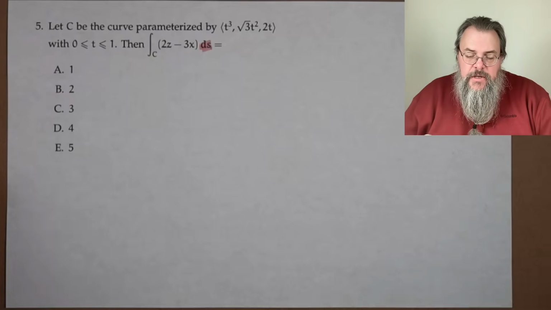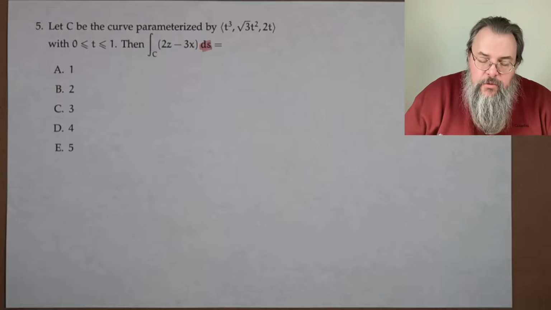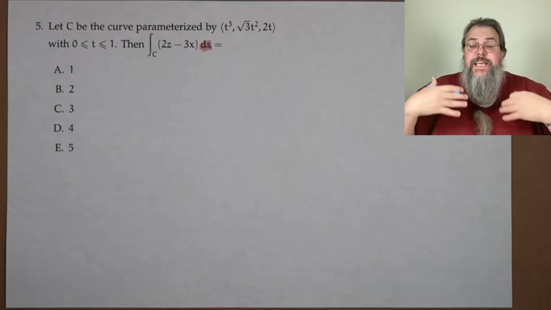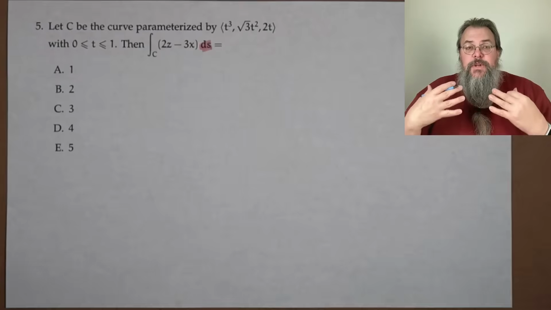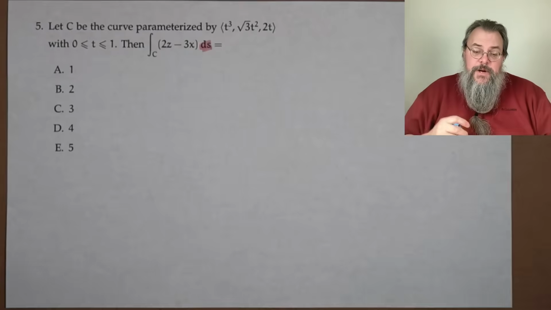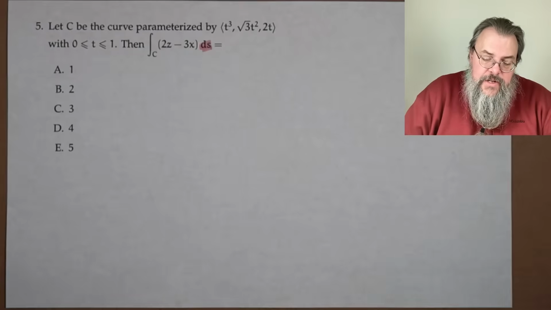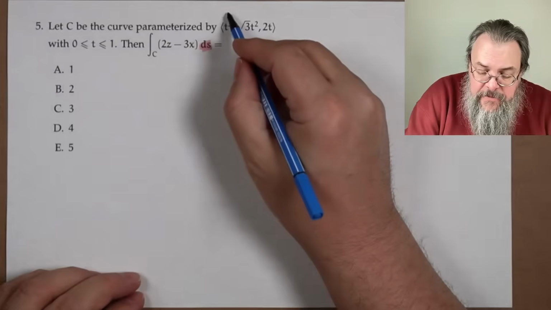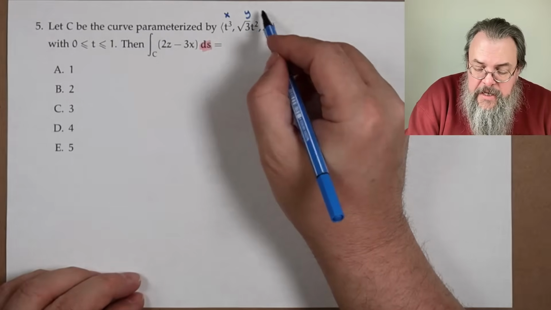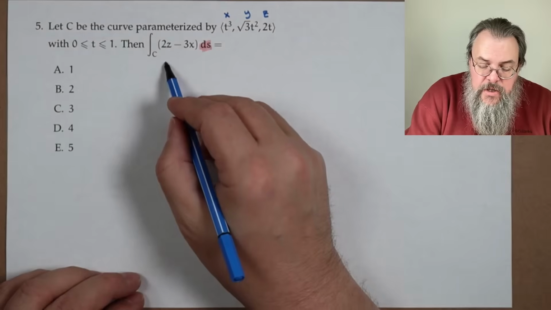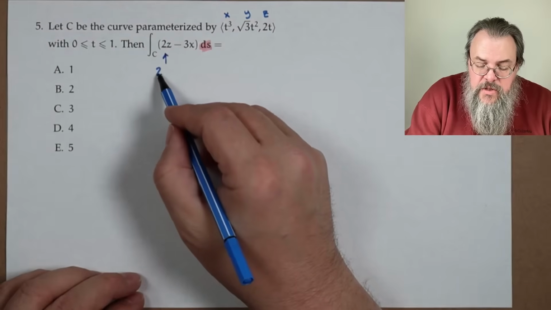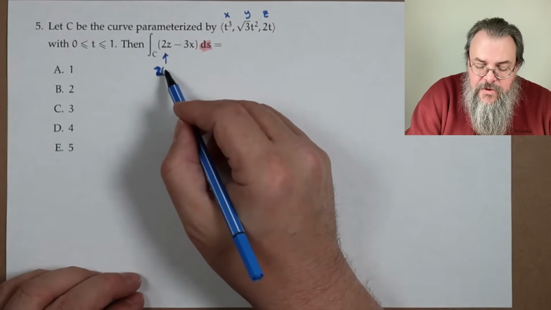So how do we do it? Well, what we're going to do is rewrite the integral in terms of the parameterization. So everything is going to be replaced in terms of our parameterization. So for instance, here we have our x, our y, and our z parts. So the 2z, well, that's going to become 2 times 2t.